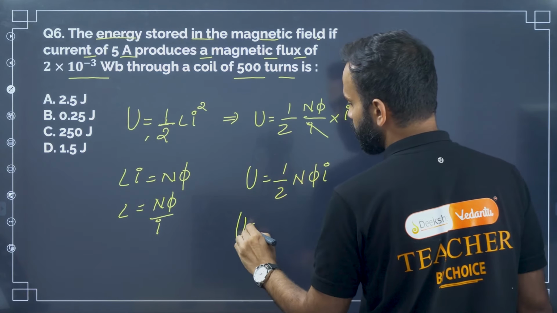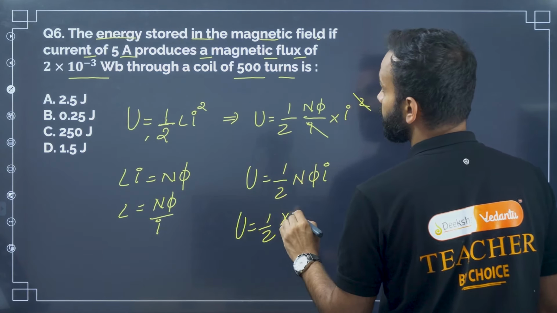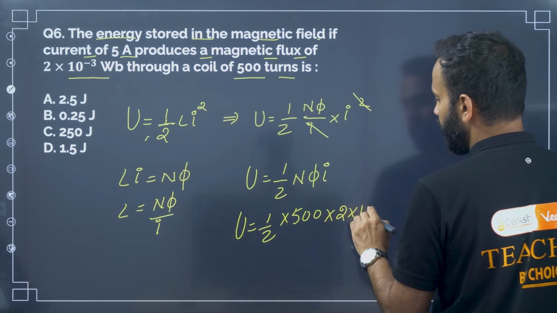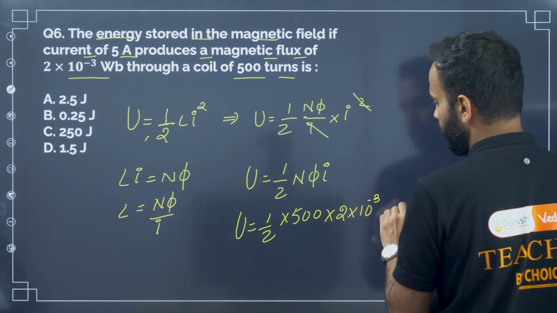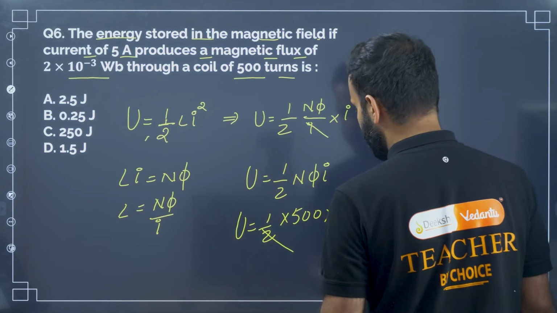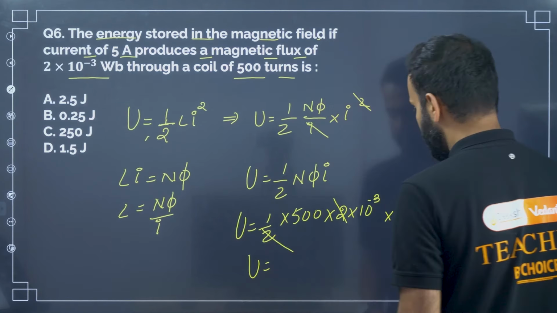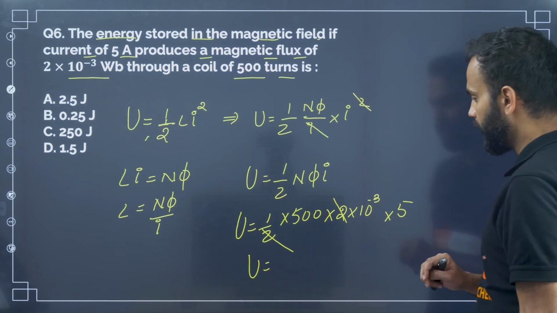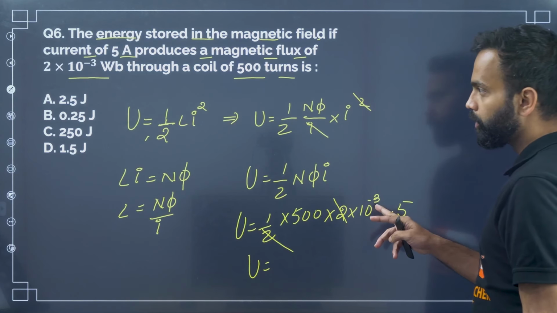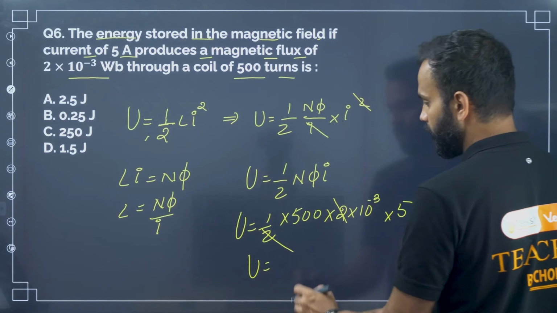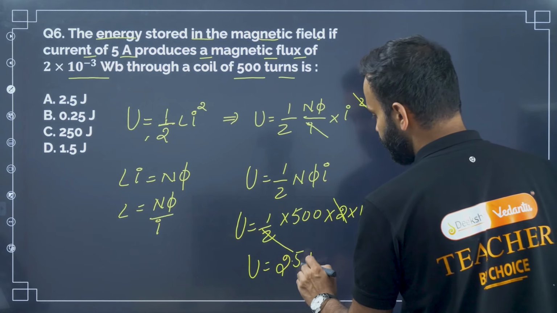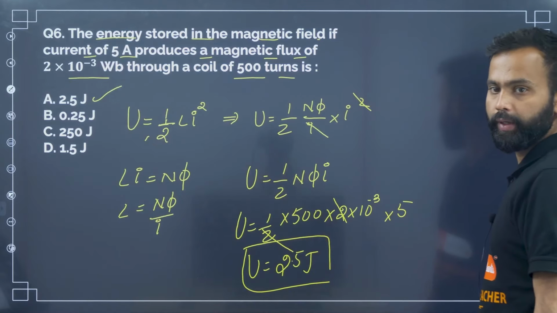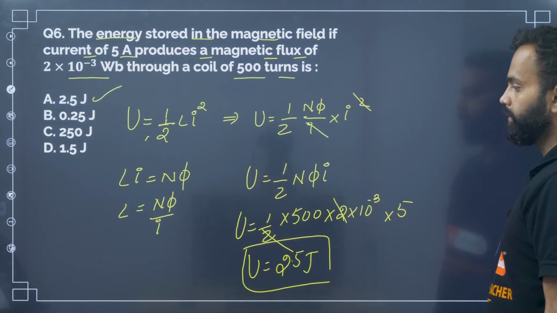So now substitute the values. U equal to half, N is 500, phi is 2 into 10 to the power minus 3 and I is 5. So now 2 will get cancelled. So U is equal to 500 into 5, which is 2500, into 10 to the power minus 3, which is 2.5 joule. The correct option is A.